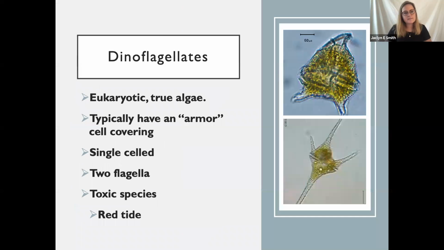The next group here is dinoflagellates. So these guys are true algae as well. They are eukaryotic. They typically have what I like to call an armor surrounding their cell. It's not the same as a diatom, but it's nice and structured enough so that when we preserve them, they actually preserve very well. Almost completely single-celled. They have 2 flagella as well. And toxic species do exist. This is what we commonly refer to as the red tide.